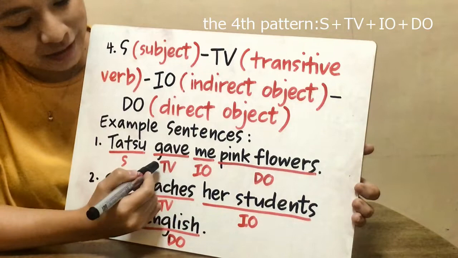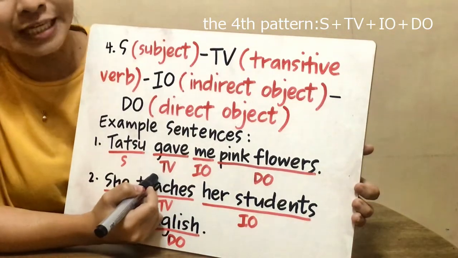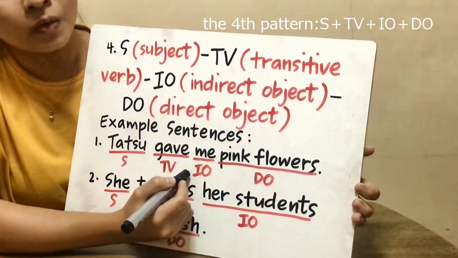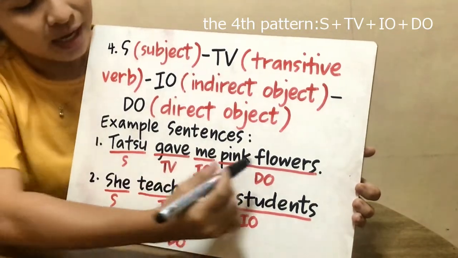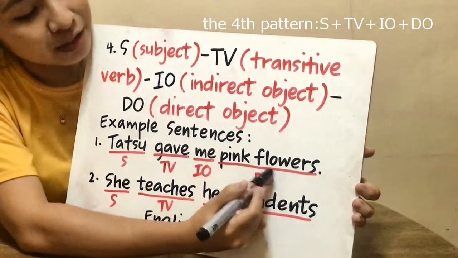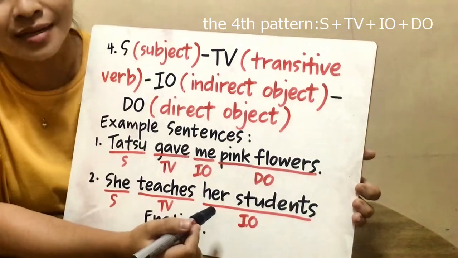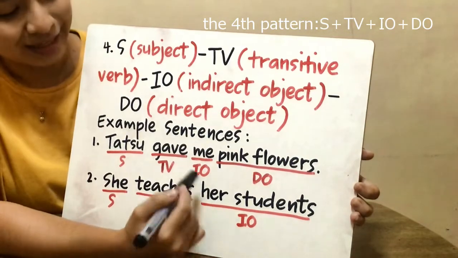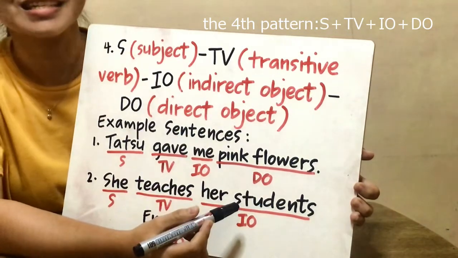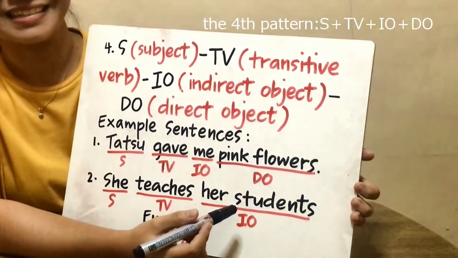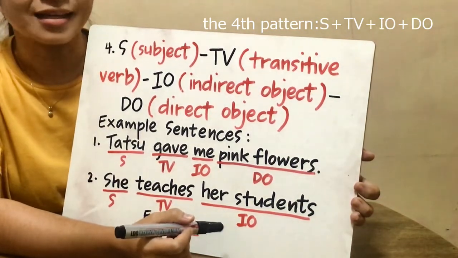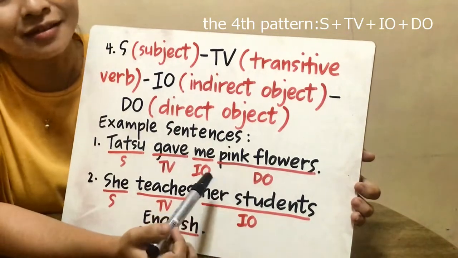Gave is your transitive verb or your TV. Me is your IO or indirect object. And pink flowers is your DO or direct object. So it's very easy to identify the DO and IO. So let's just use some questions. Remember that IO is someone or something that gets the direct object, right?